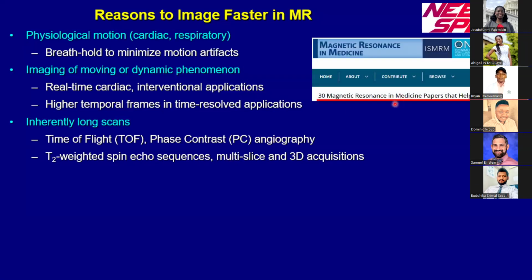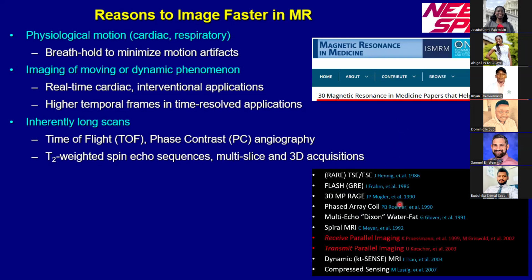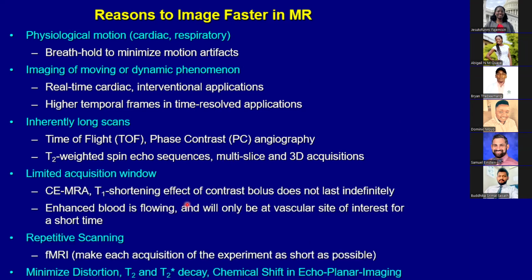By the way, if you follow ISMRM or the Journal of Magnetic Resonance in Medicine, in 2014 there was a large community survey asking what were the top 30 papers at that time that shaped the field of MRI, and parallel imaging, you can see, is one of them, and so is transmit parallel imaging. So just to give you an idea of the stature of the techniques that we're talking about. And you'll notice that Pete Roemer's paper on phased array coils is also on the list.